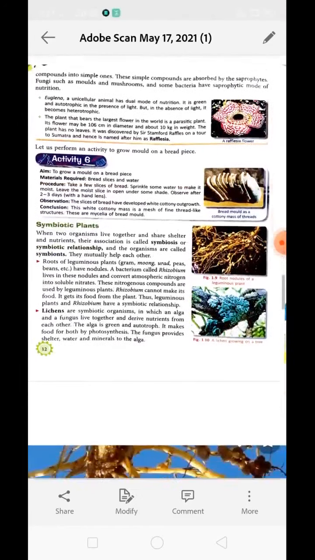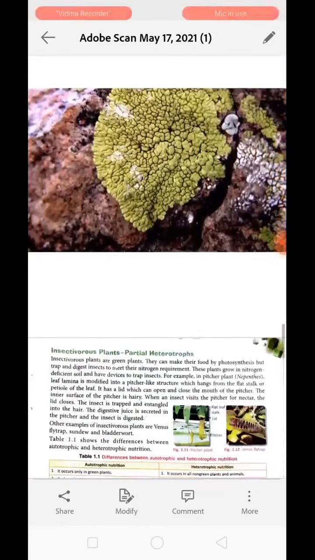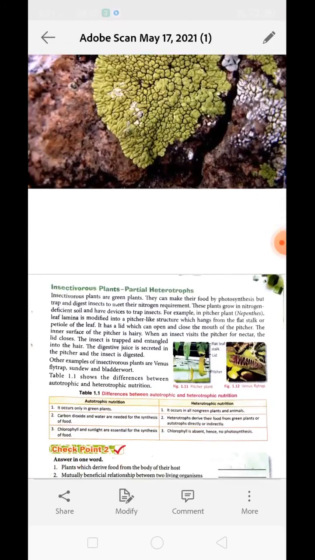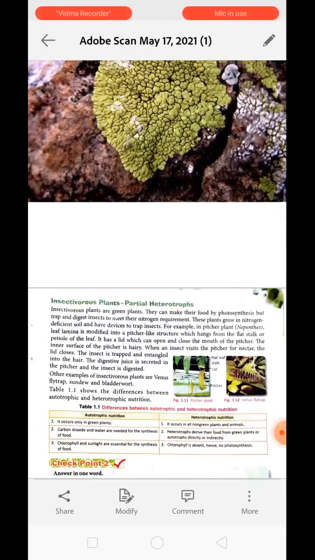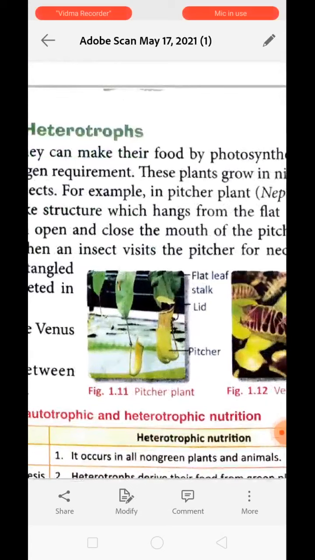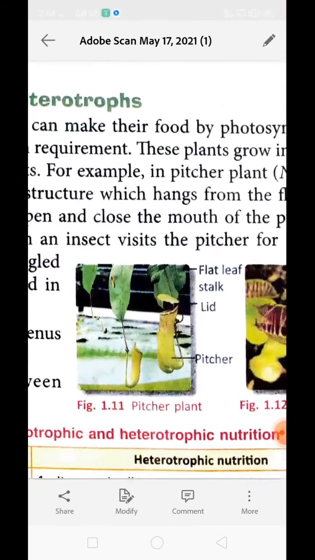But today we are going to talk about insectivorous plants. Insectivorous plants are those plants which grow in nitrogen-deficient soil. So these plants are not able to fulfill their nitrogen need. Besides performing photosynthesis, they can capture insects to fulfill their nitrogen need. Examples of insectivorous plants are pitcher plant, Venus flytrap, and sundew plant. Understood, these are all examples.